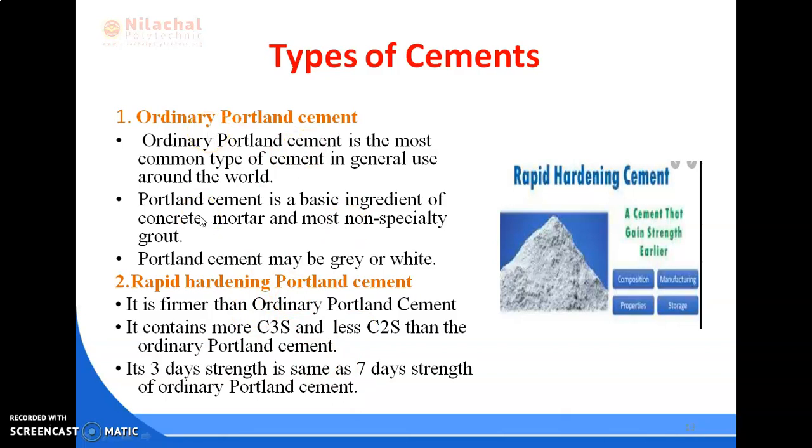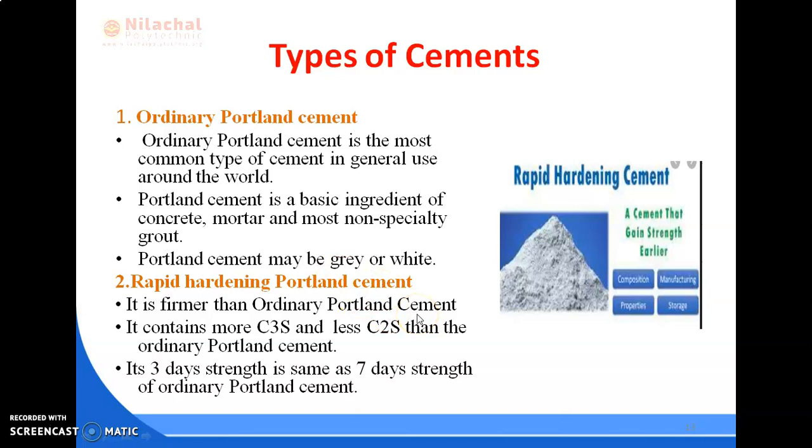Ordinary Portland cement. It is the most common type of cement, generally used for preparation of concrete, mortar, etc. It may be grey or white in color. This type of cement is used in construction when there is no exposure to sulfates in the soil or groundwater.